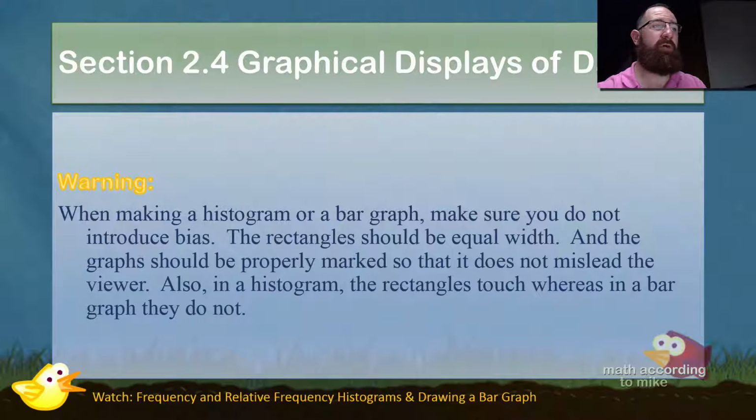But there's a warning though. When you are making a histogram or a bar graph, do not introduce a bias. Rectangles should be equal width. If one of your rectangles was wider than the other, then the viewer would think that rectangle is more important than everything else. So please be careful of that.